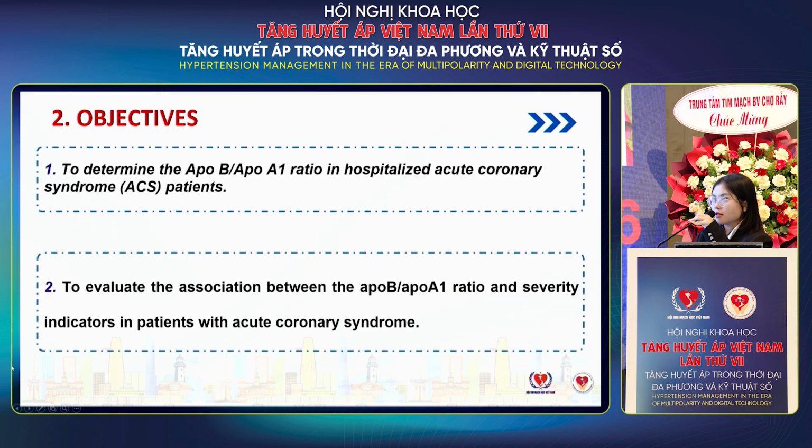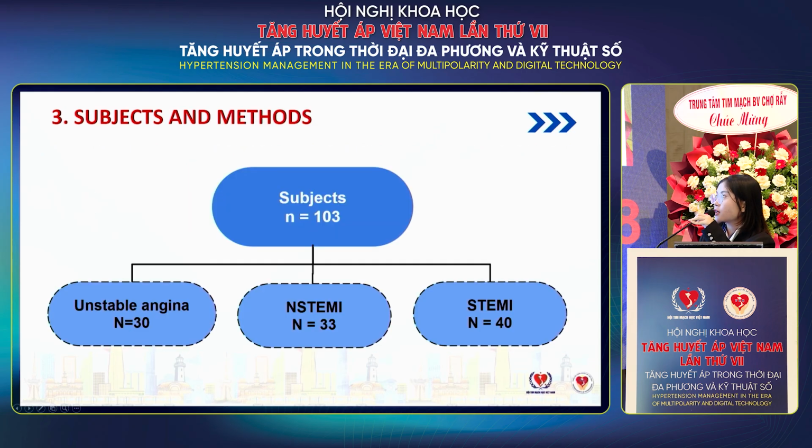And this gap in local data is the reason why we conducted our study with 2 objectives: to determine the ApoB to ApoA1 ratio in hospitalized acute coronary syndrome patients, and the second is to evaluate the association between the ApoB to ApoA1 ratio and severity indicators. Our study had 103 subjects divided into 3 groups: unstable angina, non-STEMI, and STEMI.